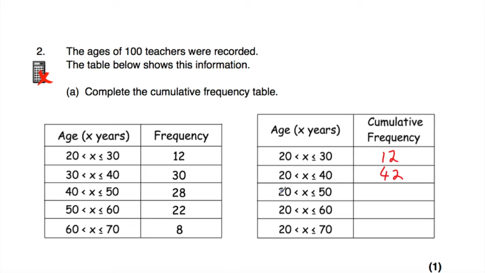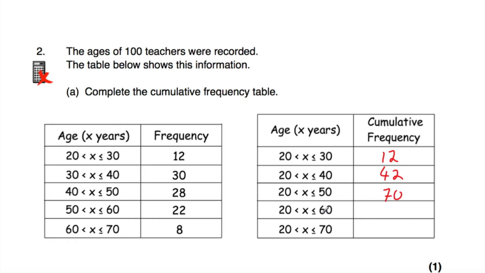Okay, next, between 20 and 50. Okay, so we've got these 42. Now we've got these 28 to add on as well. So that'll be 70. So the 70 teachers altogether between 20 and 50. If you add those three up, you get 70. Or I just added on the 28 onto the 42 and I got 70.